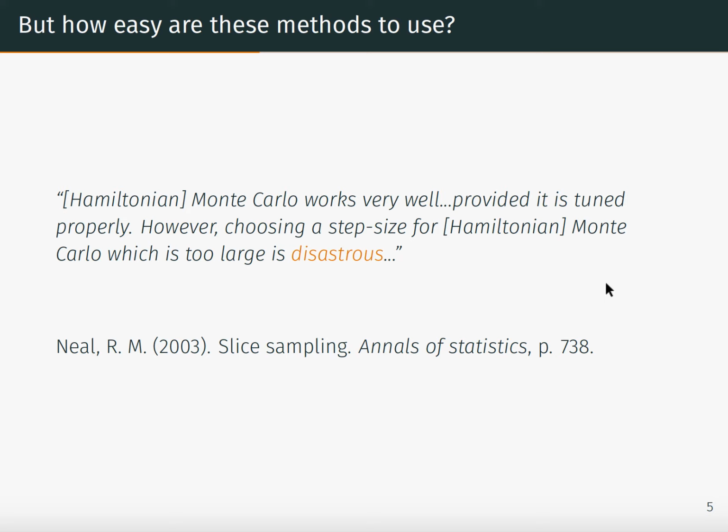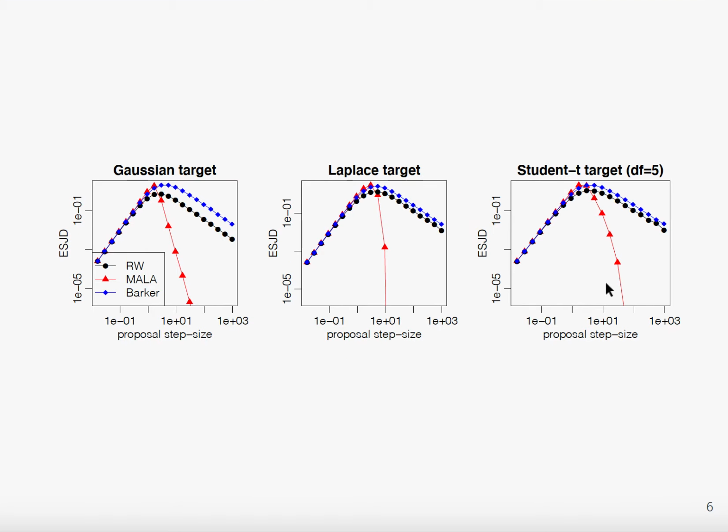So it's a natural question to ask, how easy is it to tune these algorithms? And to convince you that it's not that easy, I've got a quote from Radford Neal here from a paper in 2003 where he says, Hamiltonian Monte Carlo works very well provided it's tuned properly. However, choosing a step size for Hamiltonian Monte Carlo which is too large is disastrous. And it's not very difficult to show that, actually.